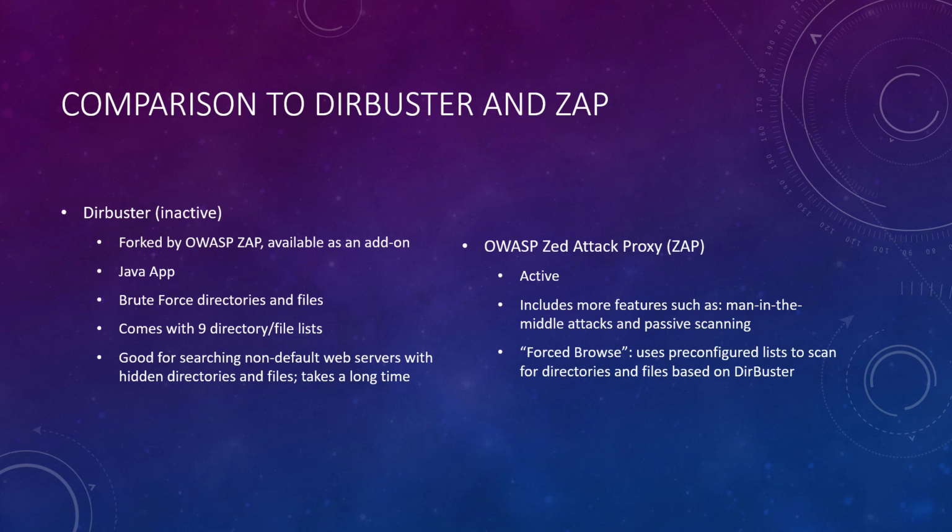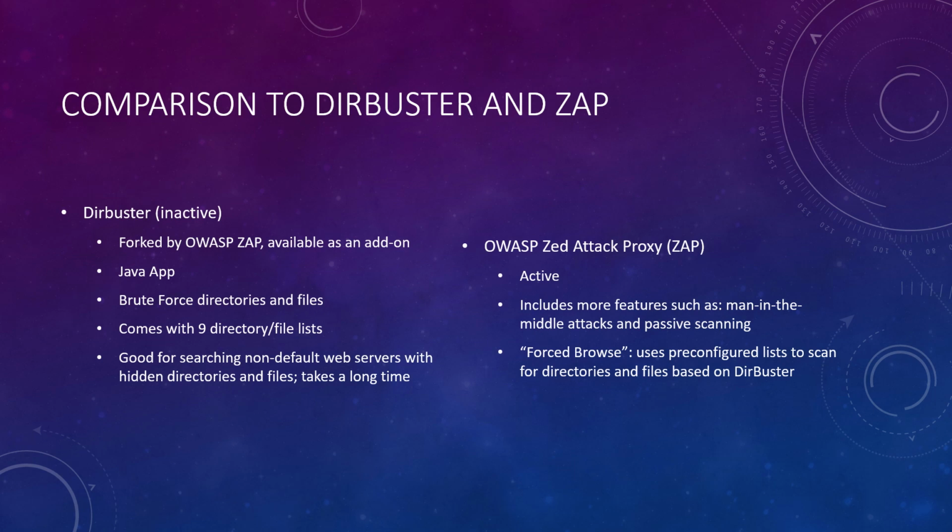And ZAP is currently active. It includes more features, such as man-in-the-middle attacks and passive scanning, to name a few. So it's kind of like a Swiss Army knife. And it also uses forced browse, which uses a pre-configured list to scan for directories and files based on Dirbuster.